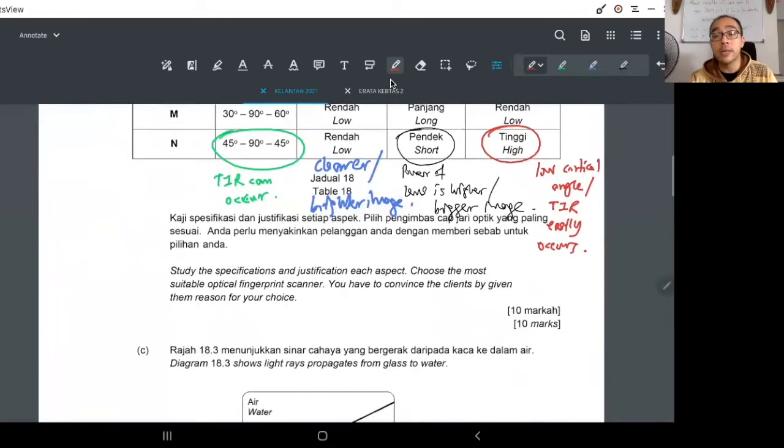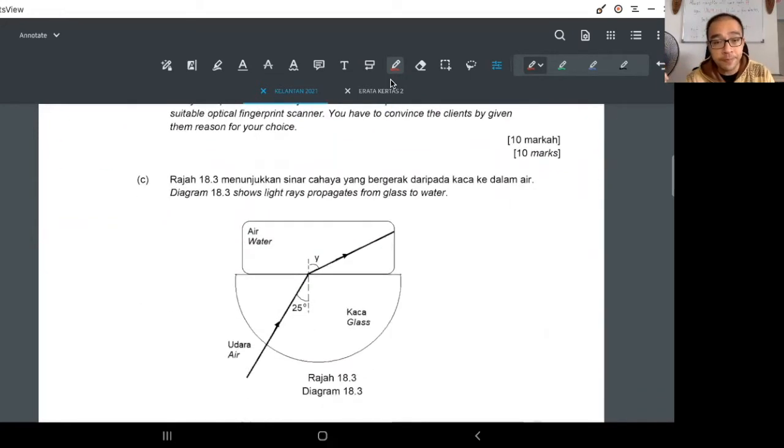So again, remember this is an 8 plus 2 question. Please know how to get all the full 10 marks, especially if you already know the answer. Because sometimes we find that people know the answer, but they don't know how to answer, which is the sad thing. You already know the answer, don't lose marks because you don't know the answering technique.